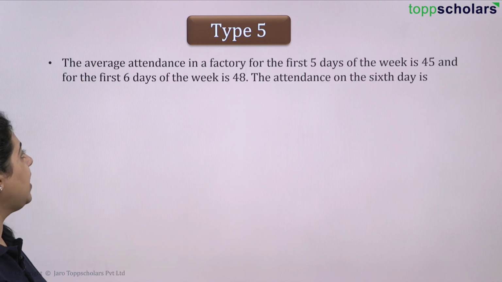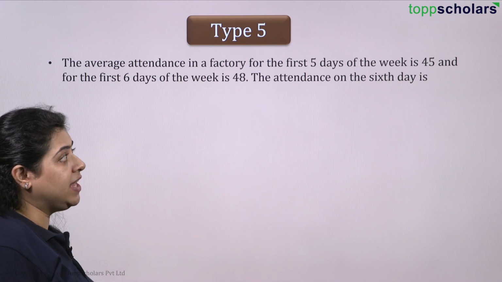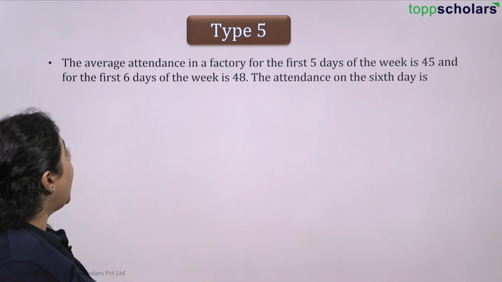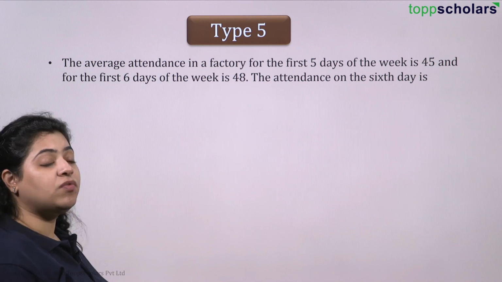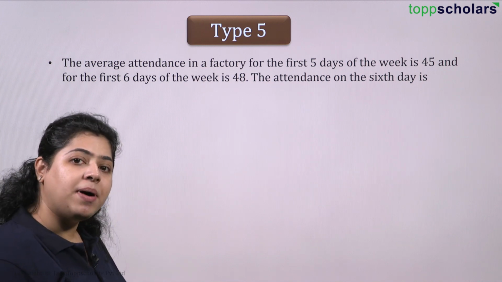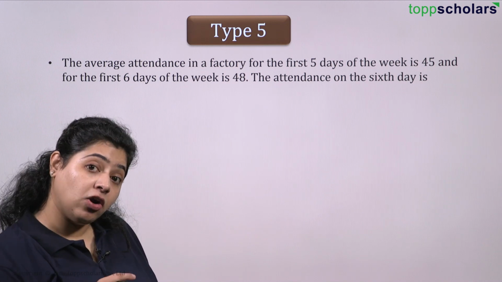Seeing type 5 of the same concept, we have the average attendance in a factory for the first 5 days of the week is 45. And for the first 6 days of the week it is 48. The attendance of the 6th day is what? We are given the average of 5 days, and we are given the average of 6 days as well. We have to find out the difference.